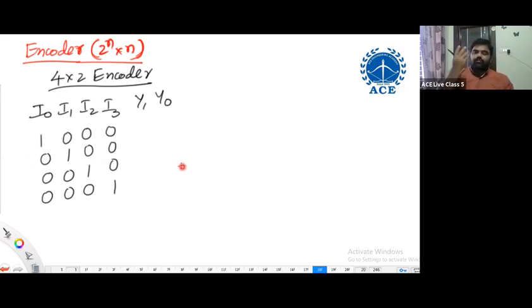Why? 4 possibilities means how many bits are required? 2 bits is sufficient to differentiate 4 possibilities. Then what can we write here? 00, 01, 10, 11. This is called the encoding process.